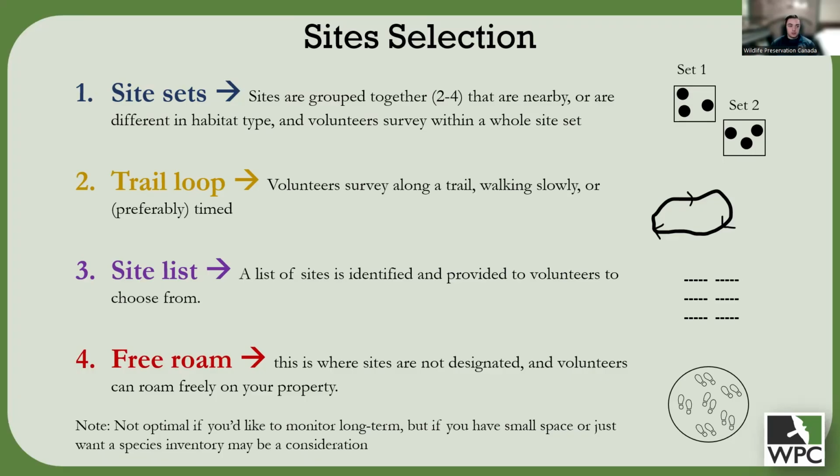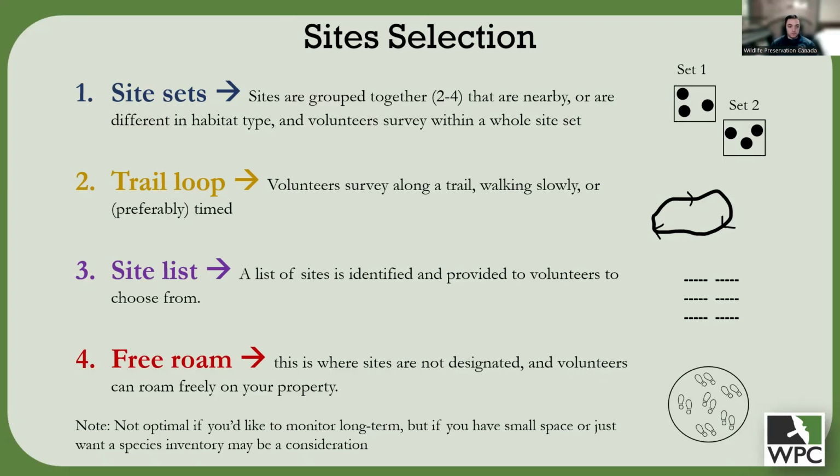Trail loops I mentioned. So in a park, for example, there might be existing trails that are just open broadly to park visitors. Very easy to make those into a site where volunteers could just survey along the trail, preferably with a timed survey. A trail loop is quite flexible in terms of area of your property. So whether or not you've got a ton of area or a small amount of area, trail loops can be implemented quite easily. Site lists, similar to site sets, except they're not grouped together, they're just different sites.